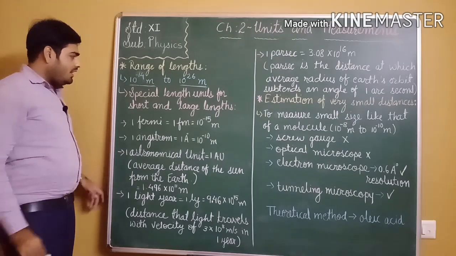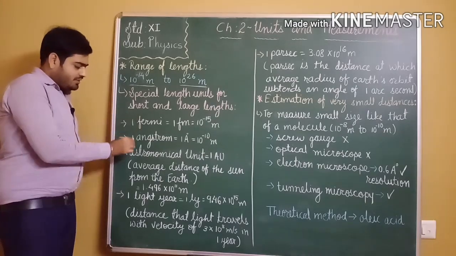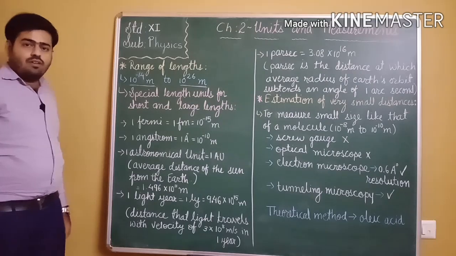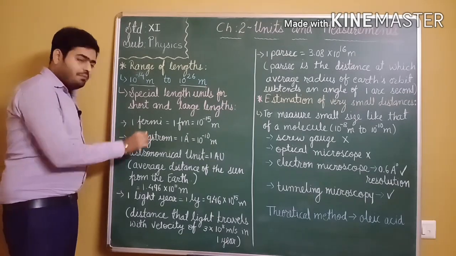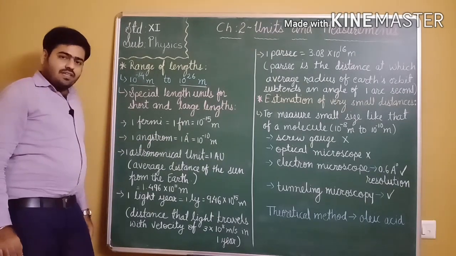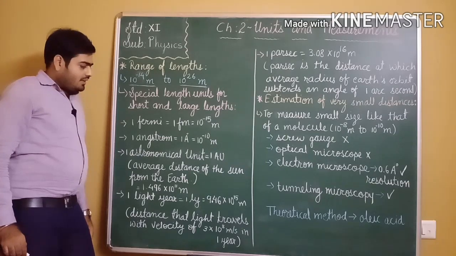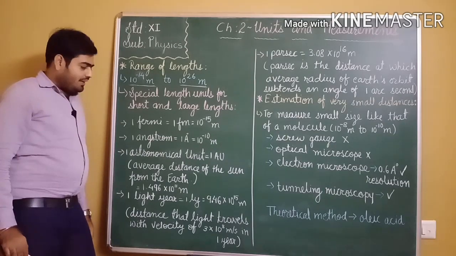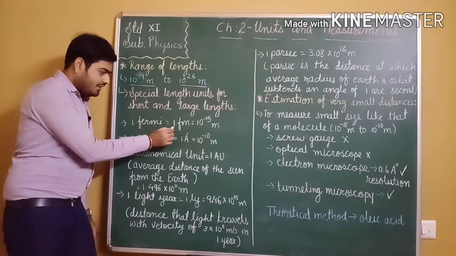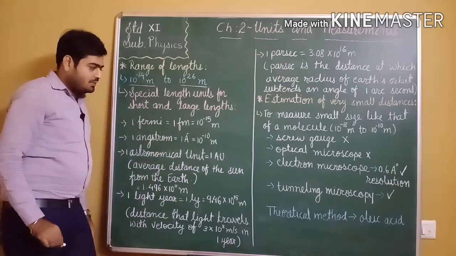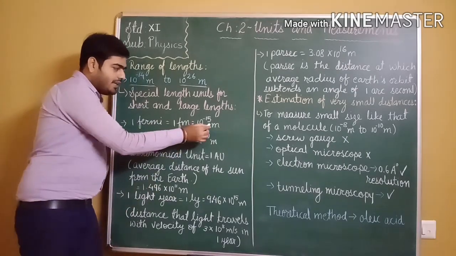Now, special length units for short and large lengths. These units you should remember for very short questions and numericals. First unit, that is 1 Fermi. 1 Fermi is a unit of length, and 1 Fermi is equivalent to femto. In the table of submultiples, we have studied femto. 1 femto is equal to 10 raised to minus 15. Here also, 1 Fermi is denoted by the symbol Fm. 1 Fermi is equal to 10 raised to minus 15 meter.